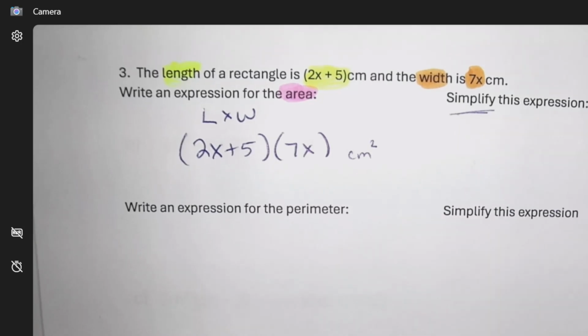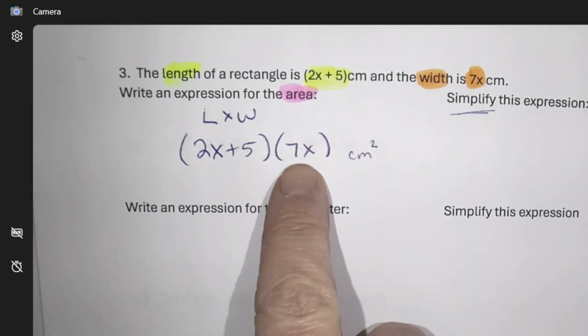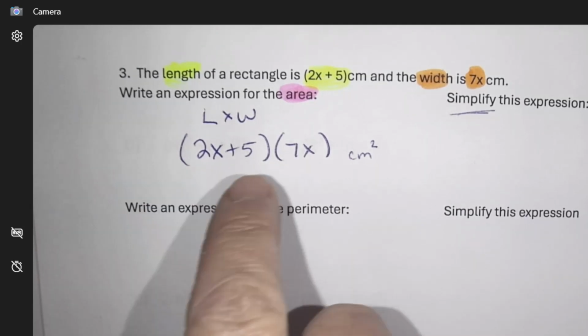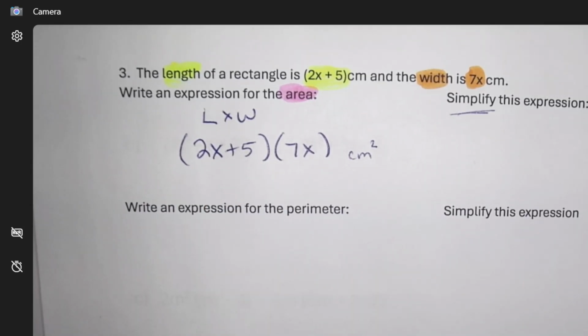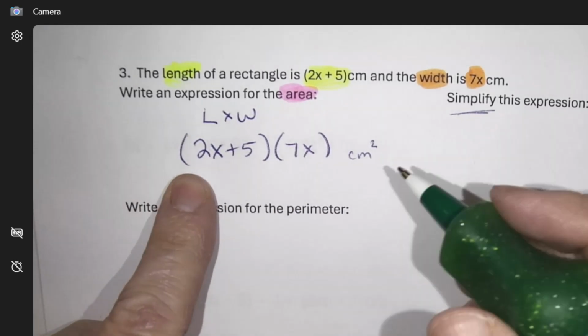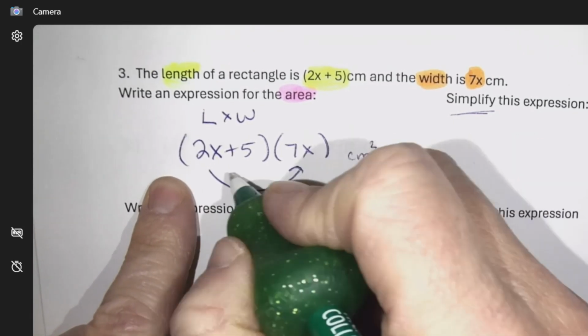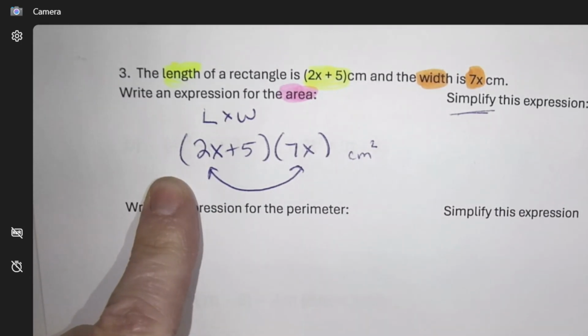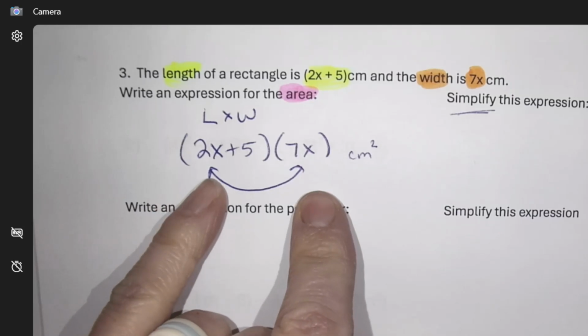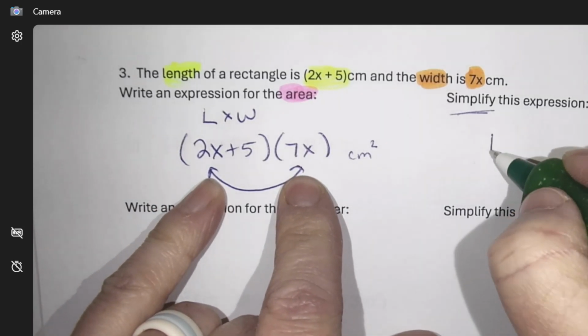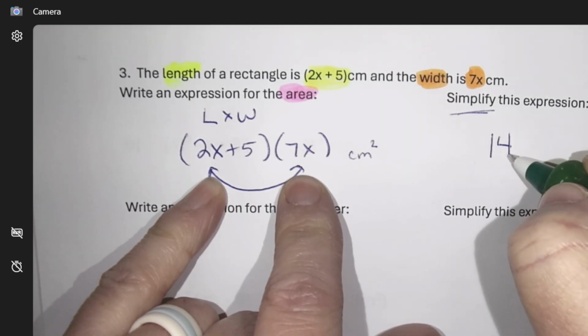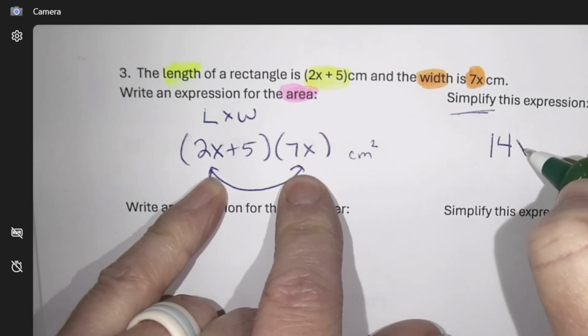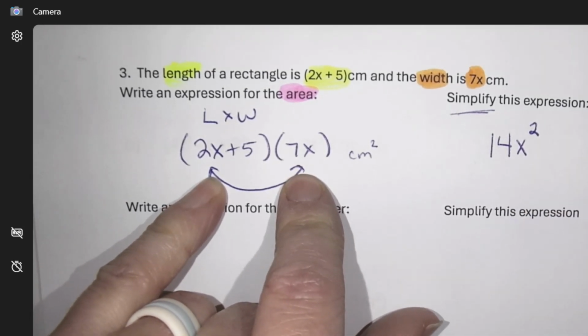Simplify this expression. So what should you do to simplify this times this? Well, we should times it. So what do you do to times? Distribute. Okay, so you take turns. This is your first set. Distribute. So that makes 14 as a number, and then variables x squared.